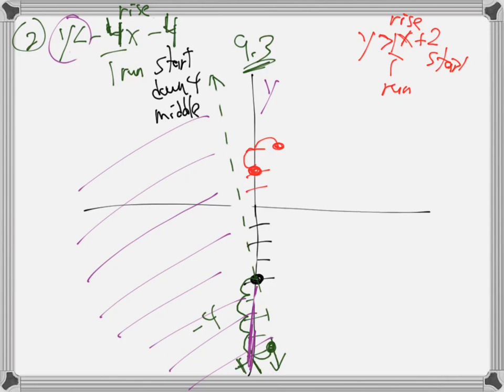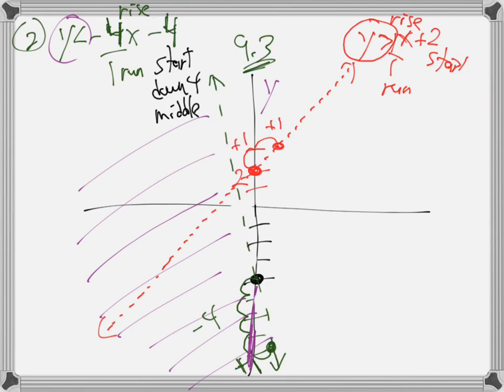Rise over run. So I went up 1, so I started at 2 and then I went up 1, over 1 to my second dot. Connect the dots again. Dotted line, huh? Because there's no equals there. They only want, what do they want? What side of the line am I going to shade?